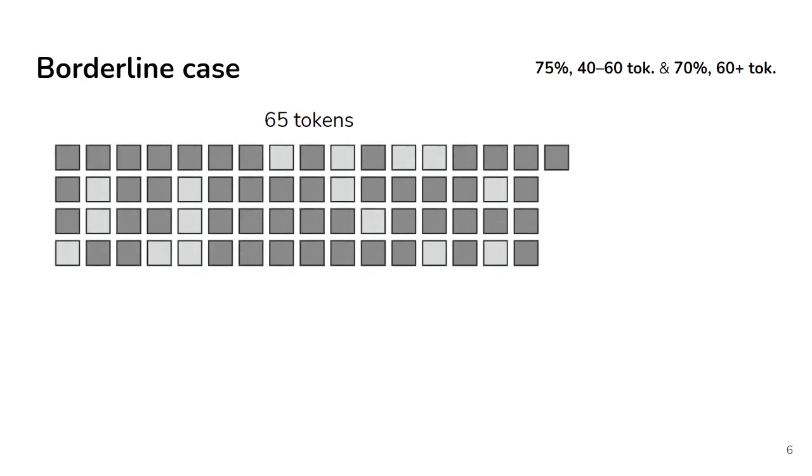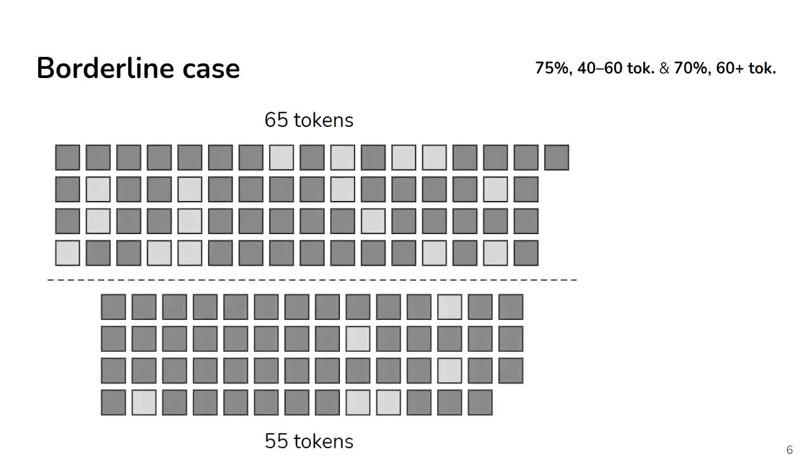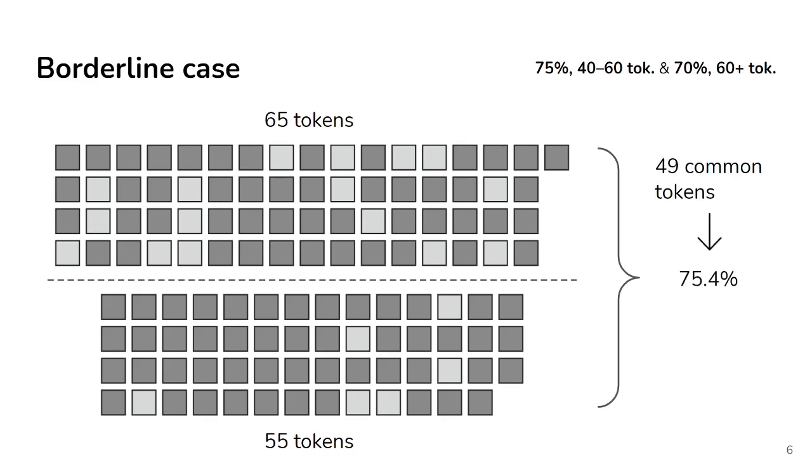Say we have a code fragment of 65 tokens and a code fragment of 55 tokens, and let's say they have 49 tokens in common. This means that their similarity is 49 divided by 65, which is 75.4%. This means that such a code pair would be detected with parameters 75% and 40 minimal tokens, but with a hard upper limit of 60 tokens, it will be lost. This pair will not fall into any of the searches because one of the fragments will always be filtered out, so some overlap is always necessary.